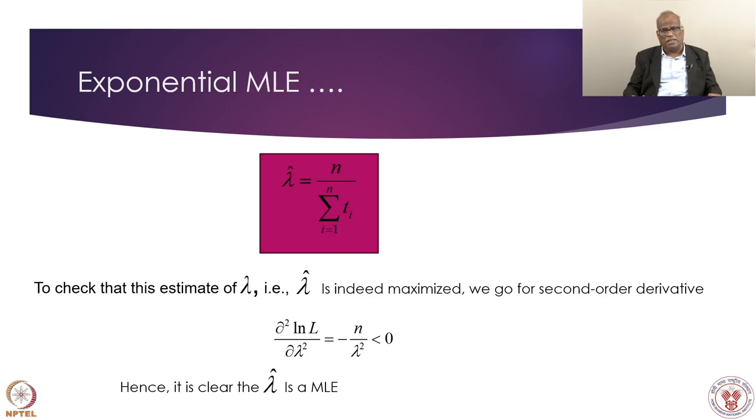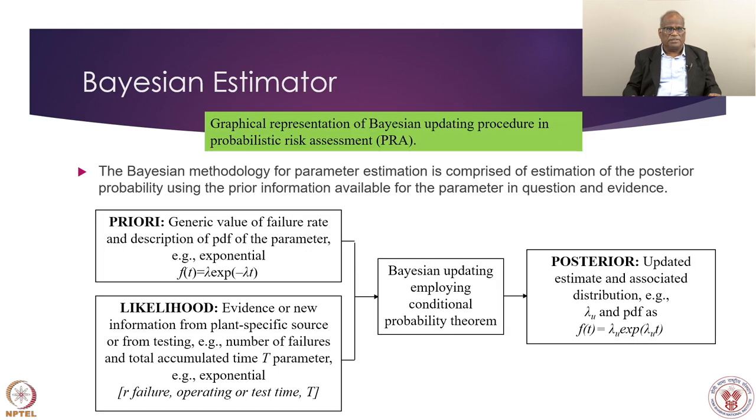So ∂² ln L / ∂λ² is equal to −n/λ², which is less than 0. Okay. So that means λ is clearly a maximum likelihood estimator for an exponential distribution. Okay. So here we have maximum likelihood.